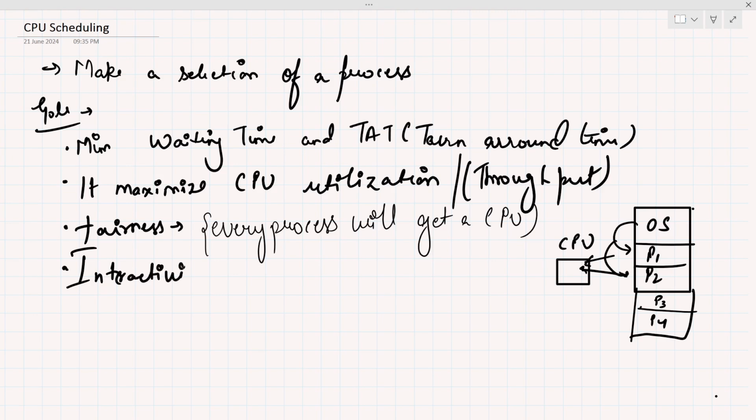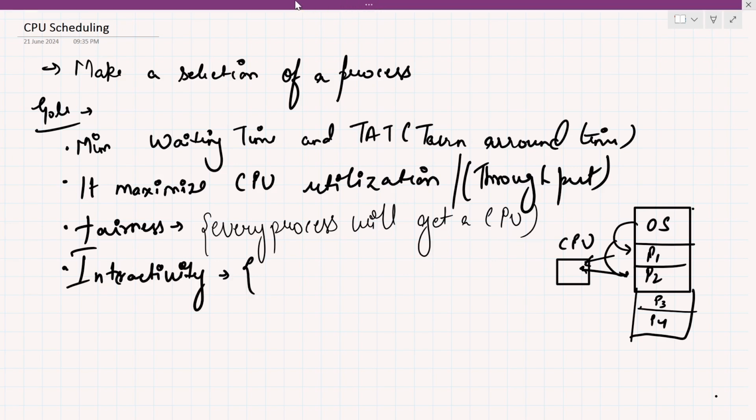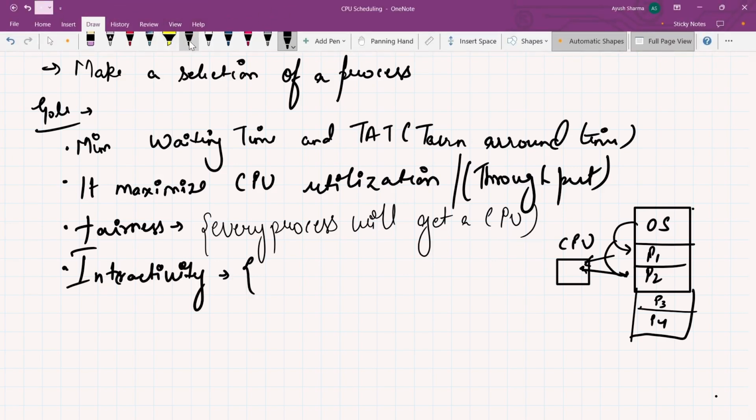Interactivity. Now what does that mean? What is the meaning of interactivity? Interactivity means the user wants to see all the processes execute. It means the CPU is executing all the processes: CPU executing P1, CPU executing P2, CPU executing P3, CPU executing P4.